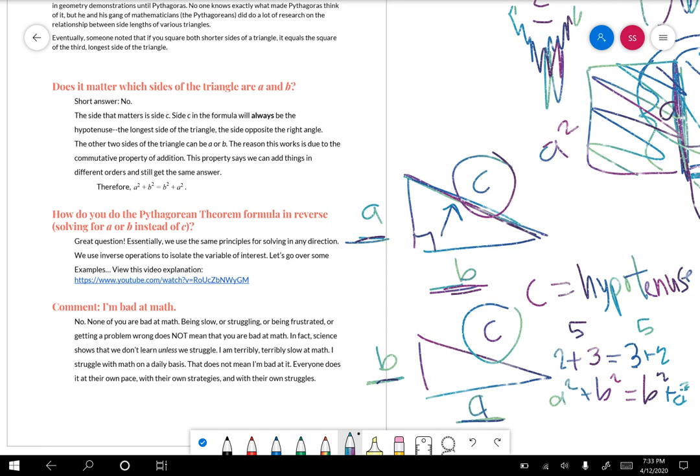Okay, next question. How do you do the Pythagorean theorem formula in reverse? So say, for example, we know B, and let's say we know C, but we want to find A, right? Or maybe we know A and we know C, but we don't know B, right? Essentially, you're using the same principles to solve for any variable. You're using inverse operations to isolate the variable of interest. So if you want to solve for A, you need to get A by itself. If you want to solve for B, you get B by itself. If you want to solve for C, you get C by itself, right?